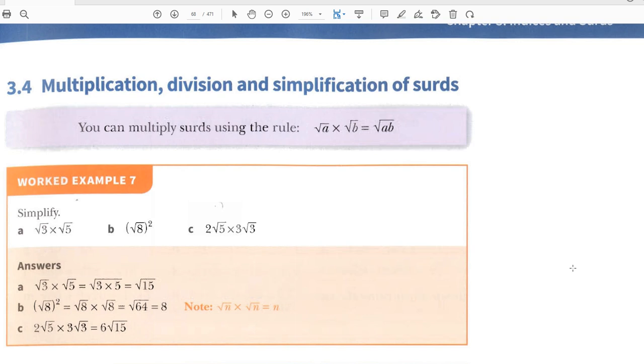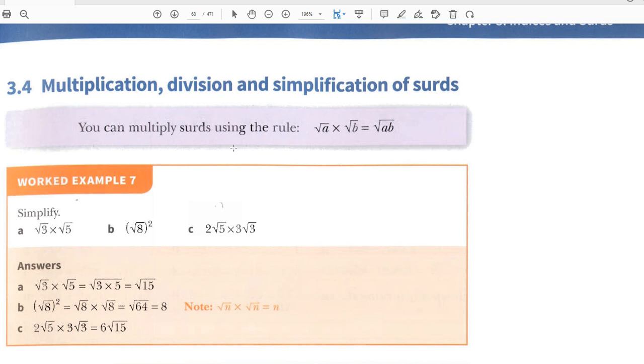As you know students, we have started chapter number 3, named Indices and Surds. We did exercise 3.1, 3.2 and 3.3 in previous lectures. Today we are going to start exercise 3.4, and the topic of exercise 3.4 is multiplication, division and simplification of surds. Exercises 3.1 and 3.2 were based on indices, where we did rules of indices. Exercise 3.3 was based on the definition of surds, and this exercise 3.4 is also related to surds.